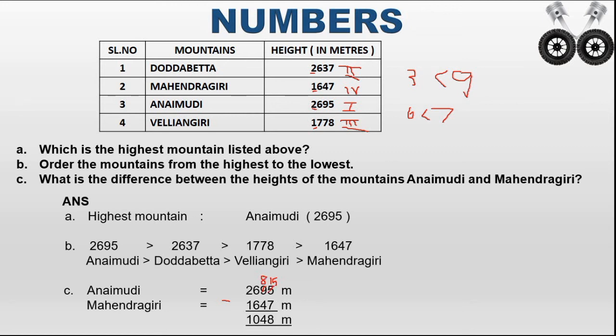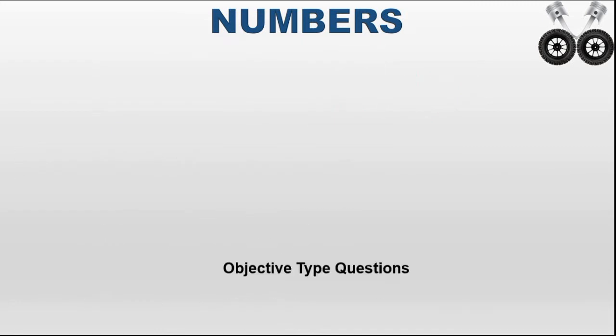Okay. So 15 minus 7 is 8. 8 minus 4 is 4. 6 minus 6 is 0. 2 minus 1 is 1. So the answer is 1048. So the difference between Animudi and Mahendragiri is 1048.